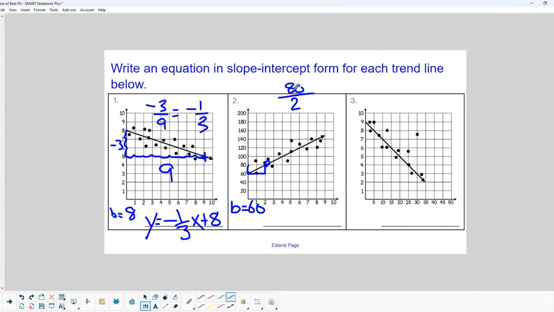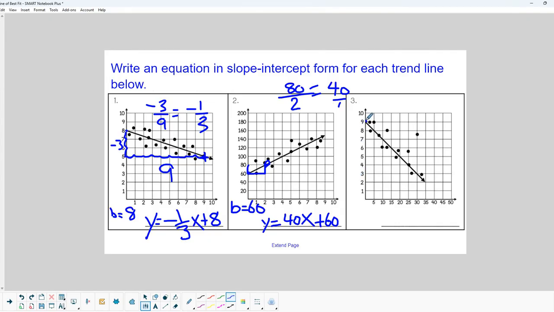So our change in y over the change in x would simplify to be 40 over 1. So our equation then would be y equals 40x plus our y-intercept, which was 60. Now you notice some of these numbers are bigger than what we're used to, and that's okay, because we're looking at real data now. These numbers are going to reflect real data that we might want to use.